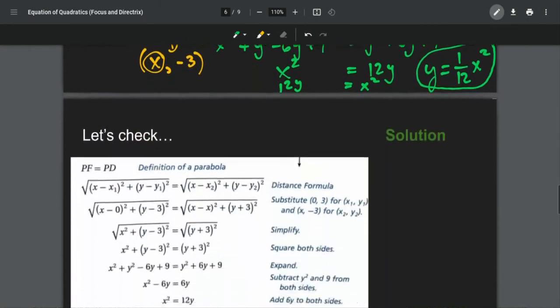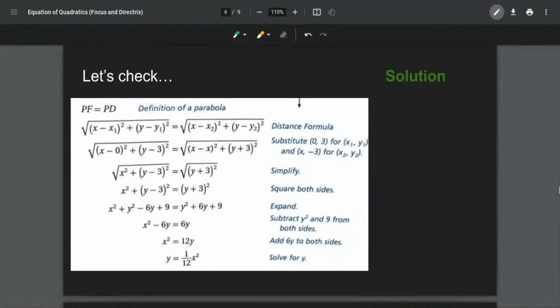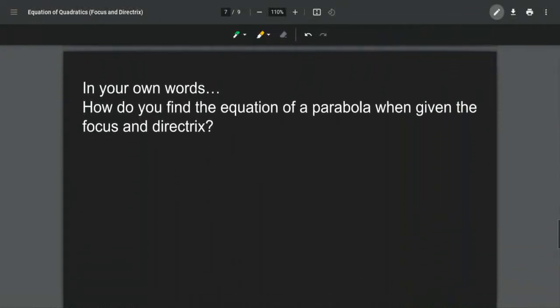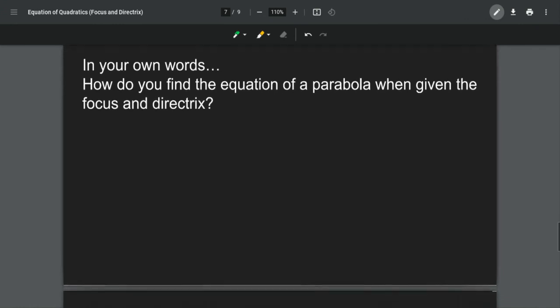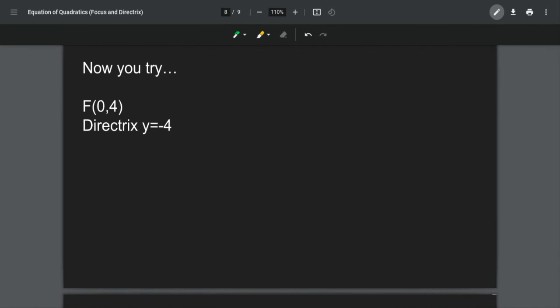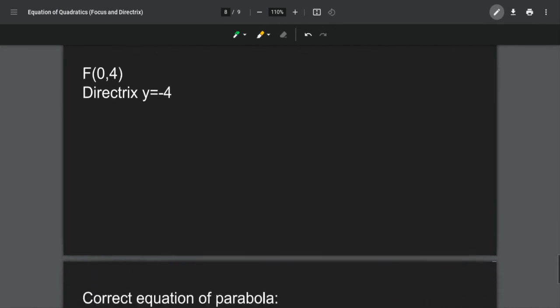Okay, here is the solution for you if you want to see it typed up and summarized so that you can see it one more time. Okay, so here's your job. In your own words, how do you find the equation of a parabola when given the focus and the directrix? Try that. And once you have it formulated in your mind or on paper, you can try this one. And yes, there is an answer to it all the way at the end.